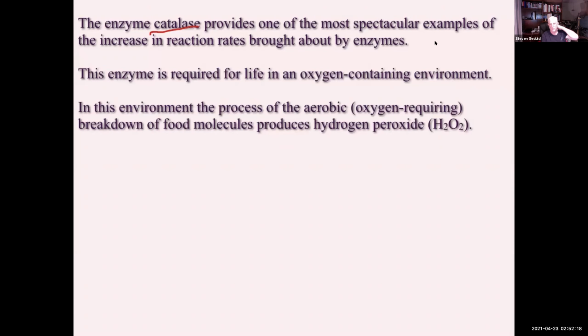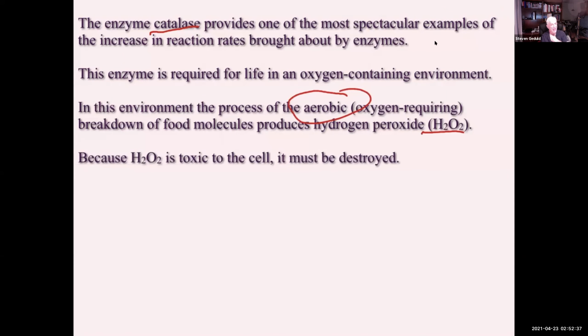In this environment, the process of aerobic, which means oxygen requiring, or oxygen is present, breakdown of food molecules produces hydrogen peroxide. So breaking down food molecules produces hydrogen peroxide in the presence of oxygen. That's what aerobic means. Our body has some aerobic, some anaerobic reactions too. Because hydrogen peroxide is toxic to the cell, it must be destroyed. If it builds up, you're going to die.